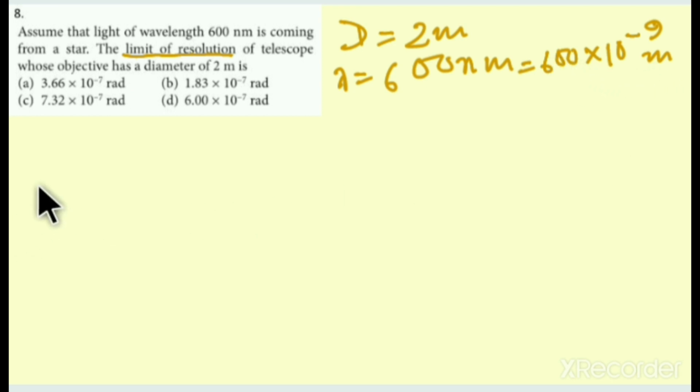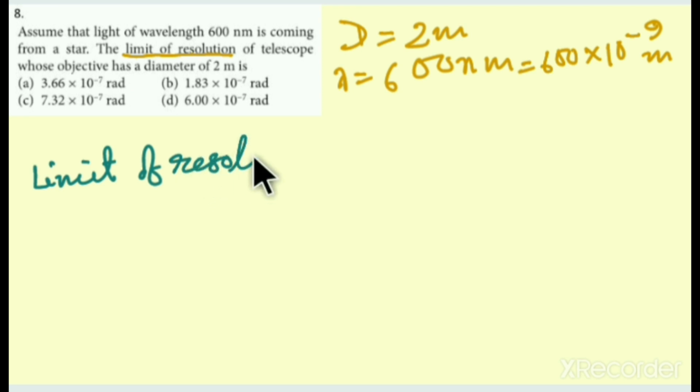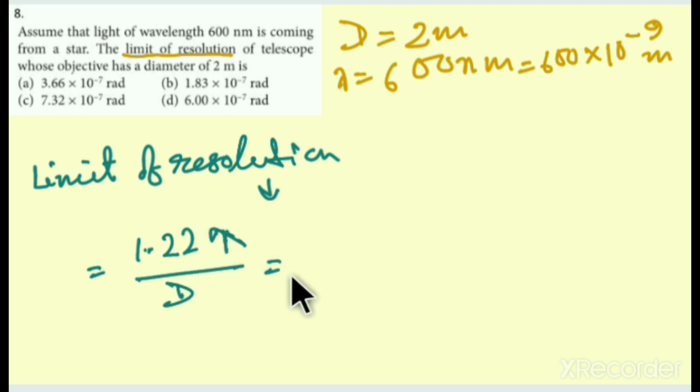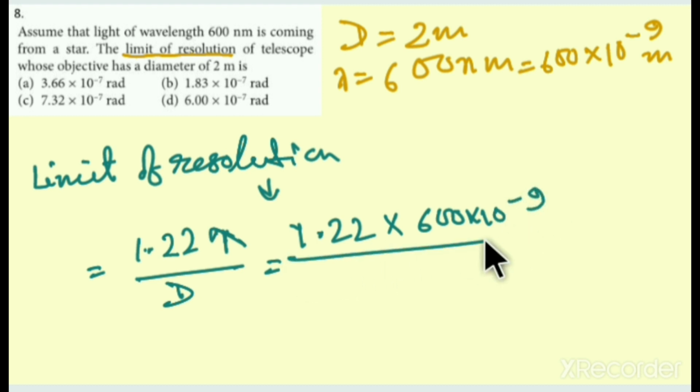So what will be our limit of resolution? It will be 1.22 lambda by d, and it will result in 1.22 into lambda. We know the lambda, and d we also know, that is 2, and it will result in 6 into 1.